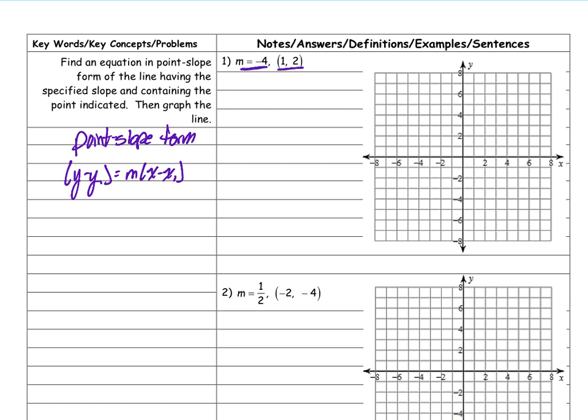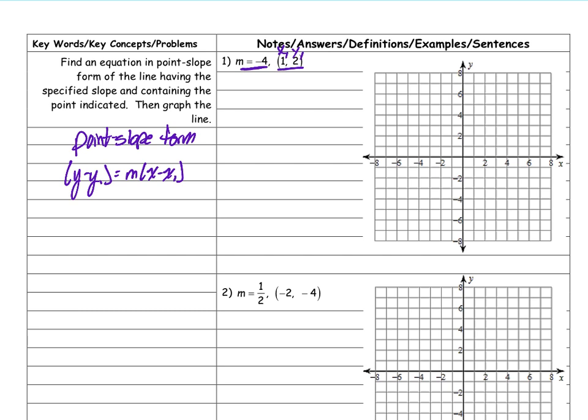Okay? And it doesn't say how I have to write it. I mean, it doesn't say it needs to be in slope-intercept form. It just says write an equation of the line. So we're going to do it really nice and simple and just leave it in point-slope form. That is an equation. So here's my slope. Here's x1. Here's y1. So now all I'm going to do is substitute.